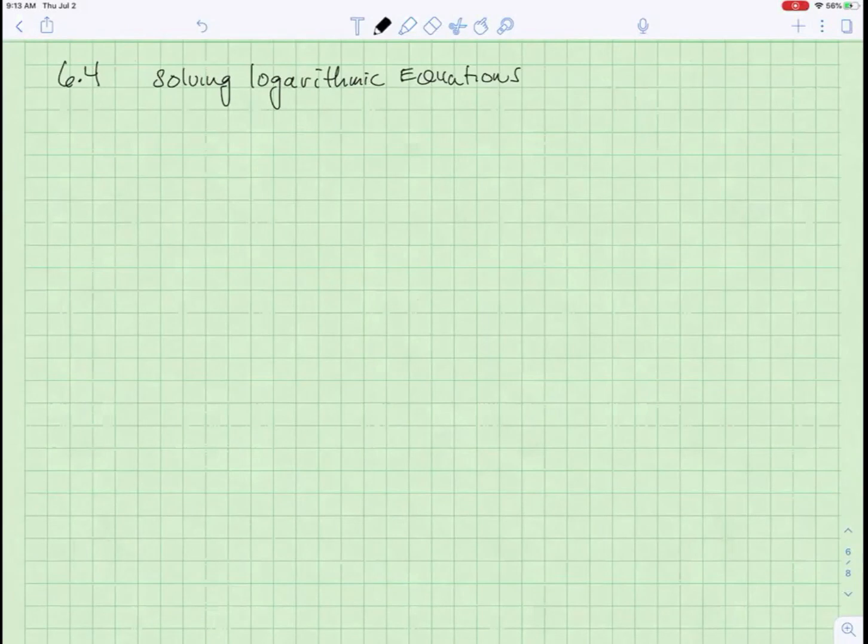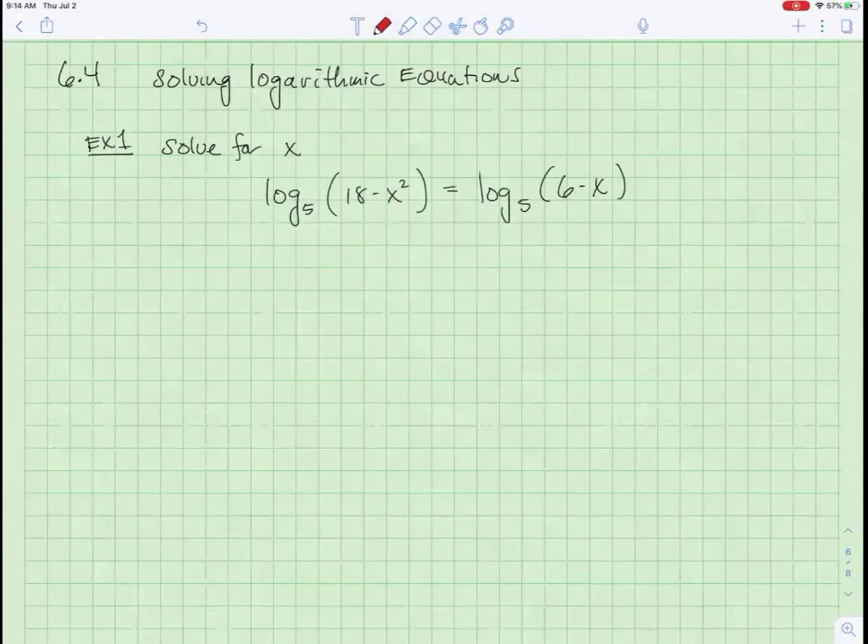Our first example, example number 1, solve for x. Log base 5 of 18 minus x squared is equal to log base 5 of 6 minus x. Now, in order for this to work out, I guess the first thing that we should talk about, important.